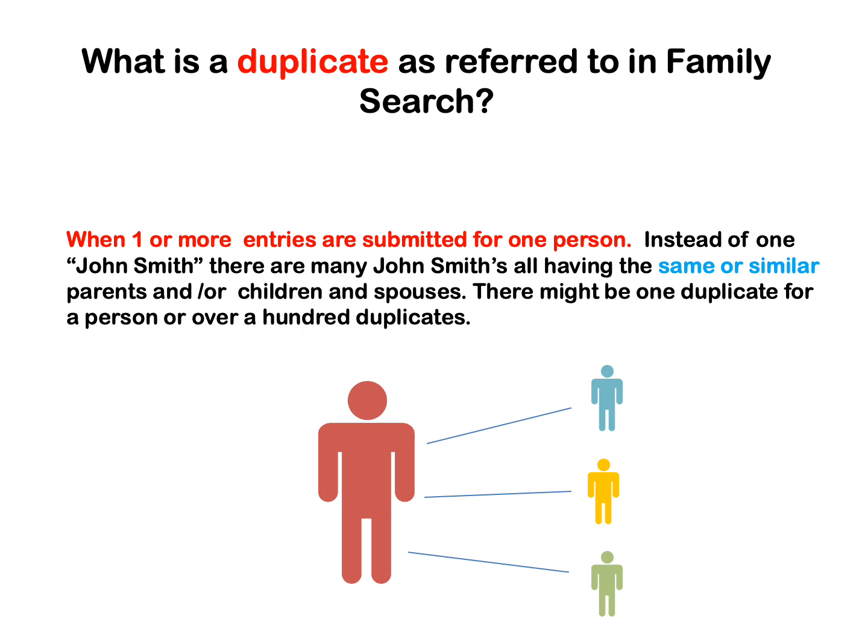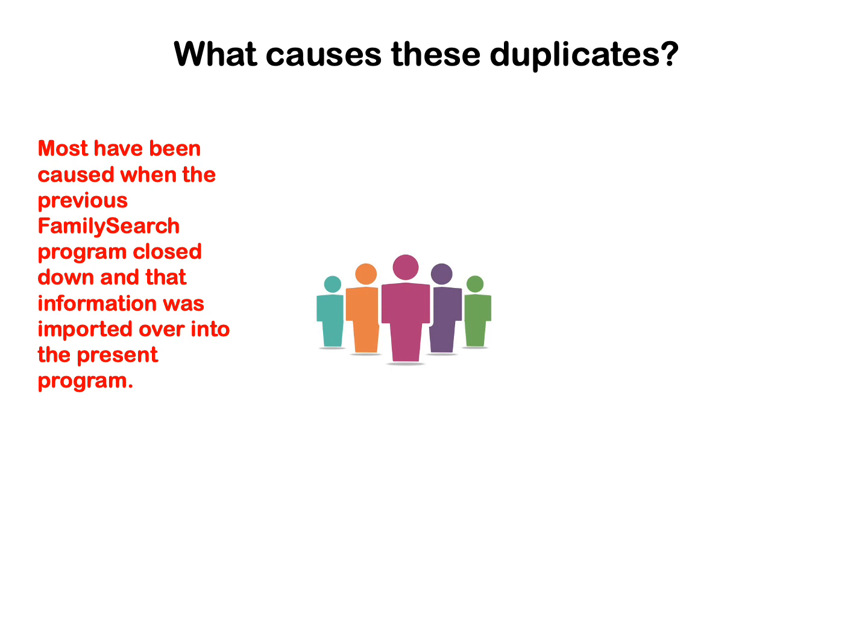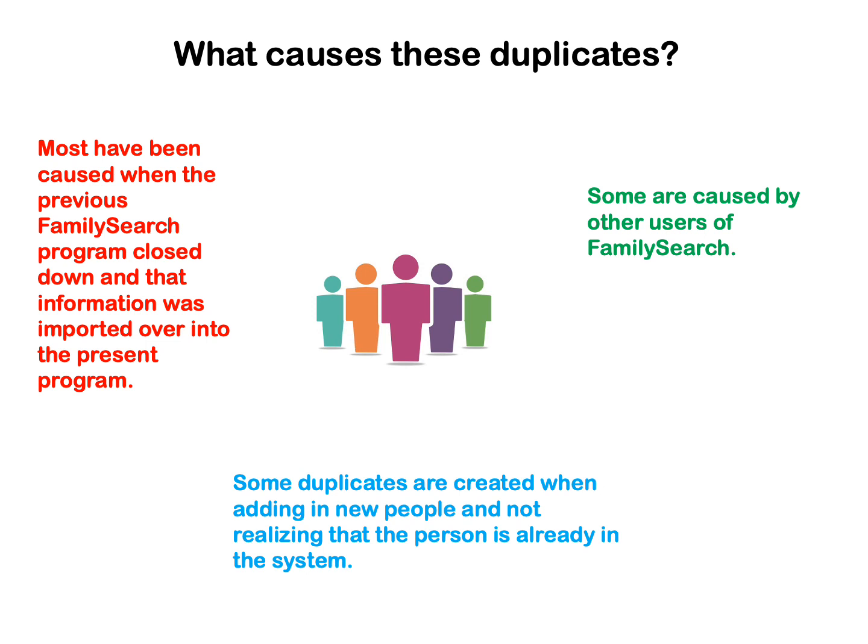There might be one duplicate for a person or over 100 duplicates. What causes these duplicates? Most have been caused when the previous FamilySearch program closed down and that information was imported over to the present program. Some are caused by other users of FamilySearch, and some duplicates are created when adding new people and not realizing that the person is already in the system.